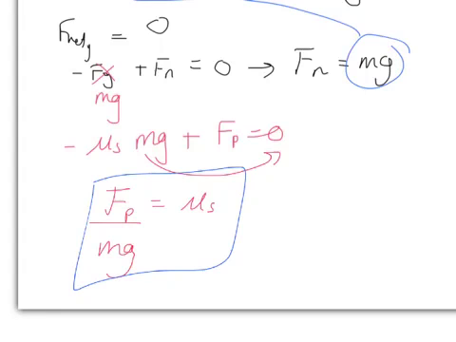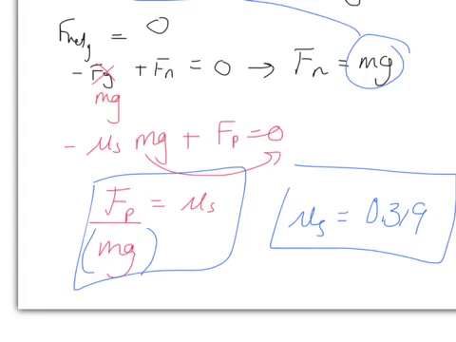We know Fp. Fp is given in this problem as 75 newtons. We know the mass of the crate is given as 24 kilograms. We know the gravitational constant on Earth is 9.81. We can plug in for those three values, giving us a mu s value. Remember to put parentheses around these, by the way, in your denominator when you're using a calculator. We get a mu s of 0.319.